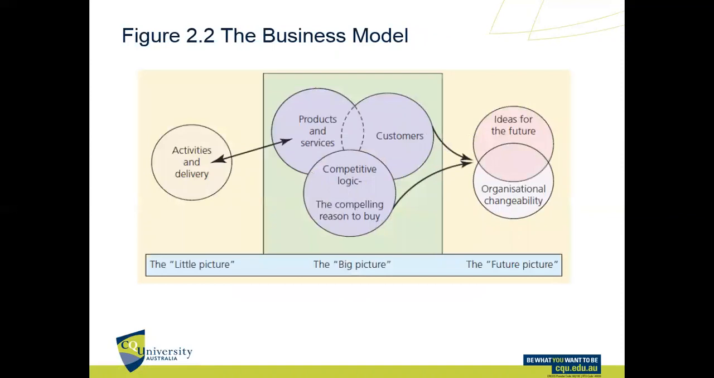When it comes to the operating model, we are talking about the activities and delivery of the products and services. As you can see, the product, customer, and the compelling logic or reason to buy is actually the first part of the business model we just covered. And that is the big picture. The little picture is what activities we need to perform, and what delivery system we must have in order to offer our products or services to the customers.